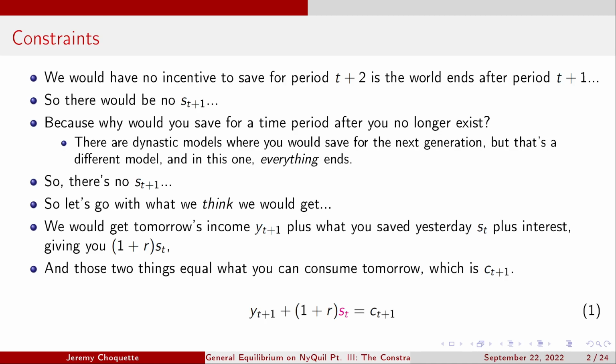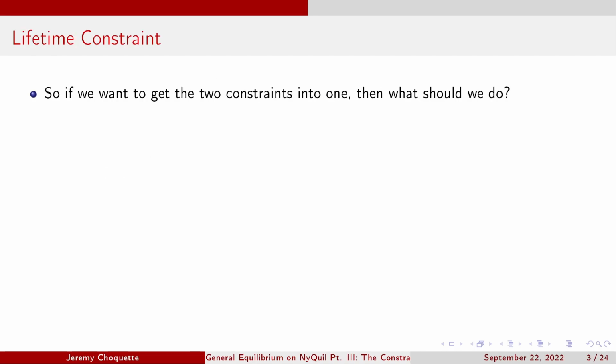So tomorrow's constraint actually looks like this: y t plus 1 plus 1 plus r times s equals c t plus 1. If we want to get the two constraints into one, because now we've got two separate constraints, a constraint for the first period and a constraint for the second period, what are we going to do?